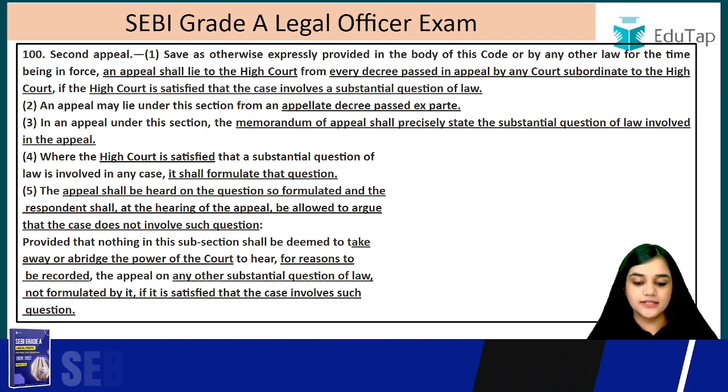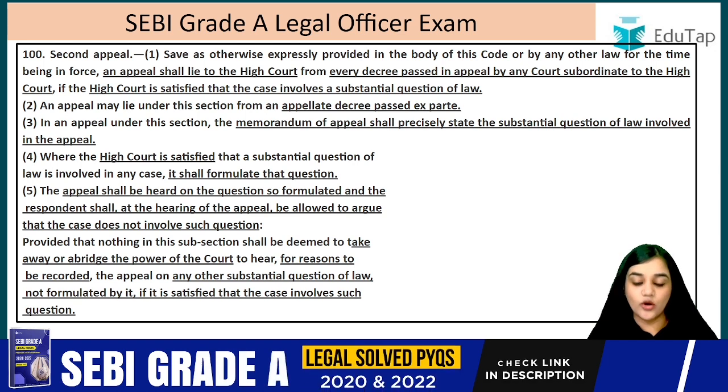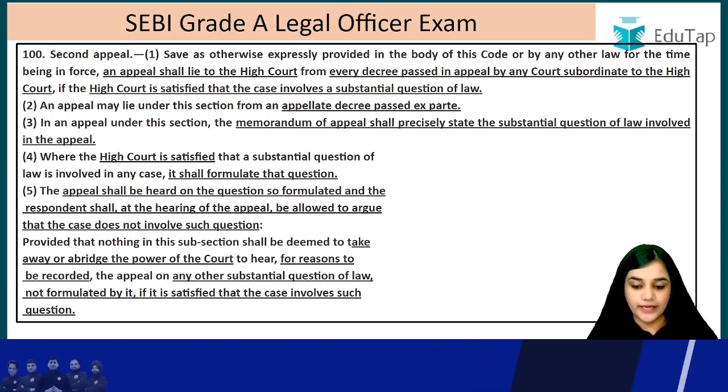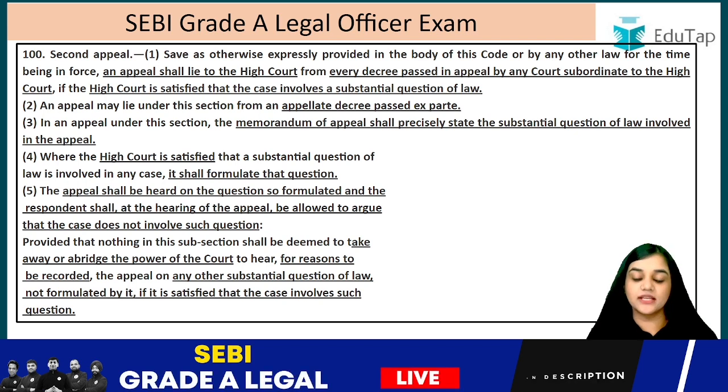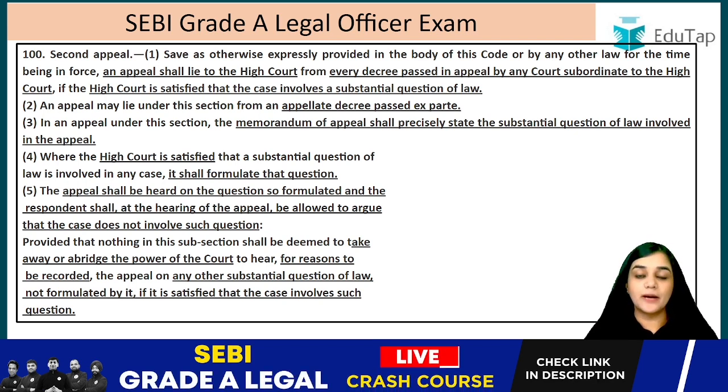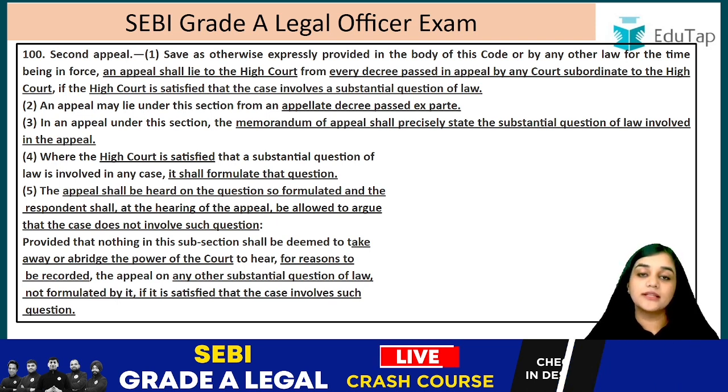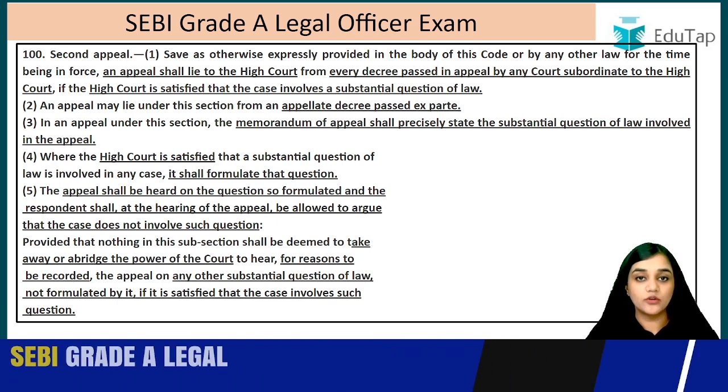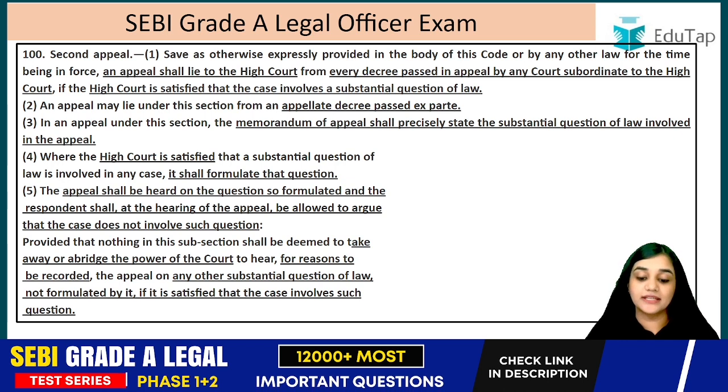Provided that nothing in this subsection shall be deemed to take away or abridge the power of the court to hear, for the reasons to be recorded, the appeal on any other substantial question of law not formulated by it, if it is satisfied that the case involves such question. So now, for example, in the course of argument, there comes up another question that they think is also a substantial question and it also needs to be decided, right? In that case, what is going to happen?